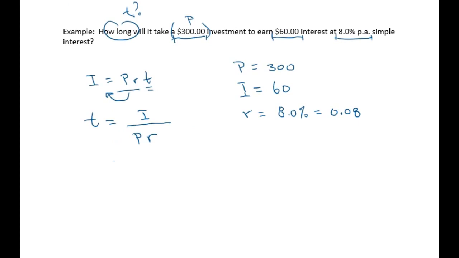So now we can substitute in our numbers. So 60 divided by 300 times 0.08. And when we plug that into our calculator, you should end up getting 2.5 coming out. So that's our time frame. So 2.5, and remember this unit is in years.